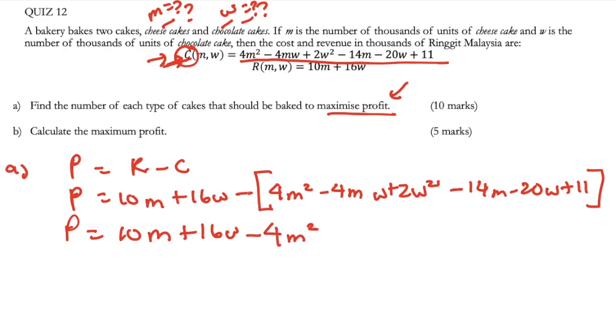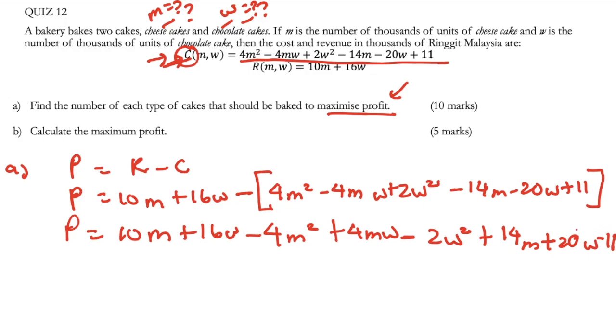Now, minus 4m becomes what? When we make minus, because we open the bracket, plus 4mw. Okay, w is there. Minus means plus. Minus 2w square. Minus means minus becomes plus 14m. Minus means minus becomes plus 20w. Wait a minute, there's a mistake in the way I write it. Okay, so plus 20w, and then minus means plus means minus 11.